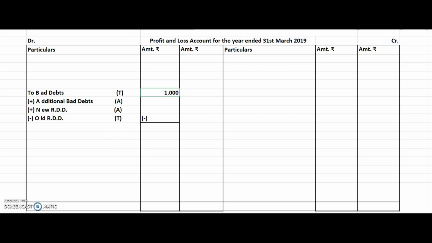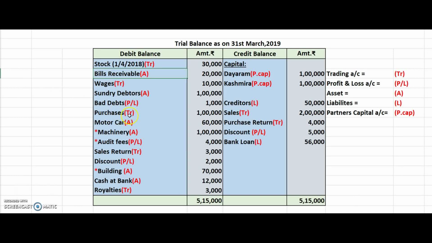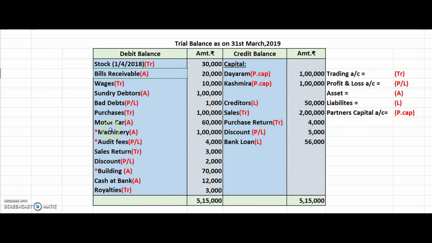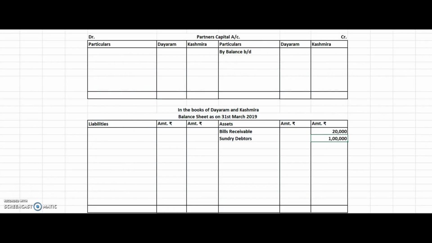The next item is purchases. It says trading account. It has to go to the trading account, inner column, 1 lakh. The next is motor car, 60,000. This is a balance sheet item, an asset.